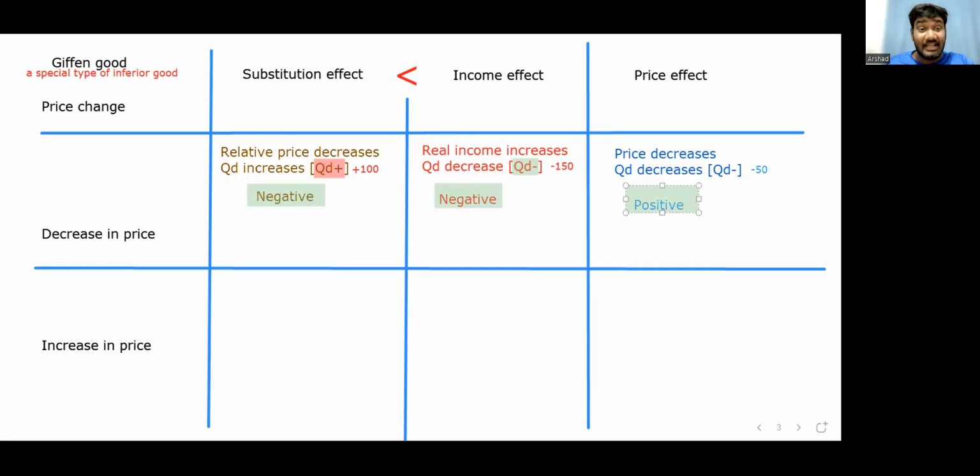If the price effect is positive, what can you say? Does it comply with the law of demand or does it not comply? It does not comply with the law of demand. So this goes against the law of demand. See, when price is decreasing, QD is also decreasing. The law of demand is saying negative relationship, but here you have a positive relationship. Why? What is the reason behind this?